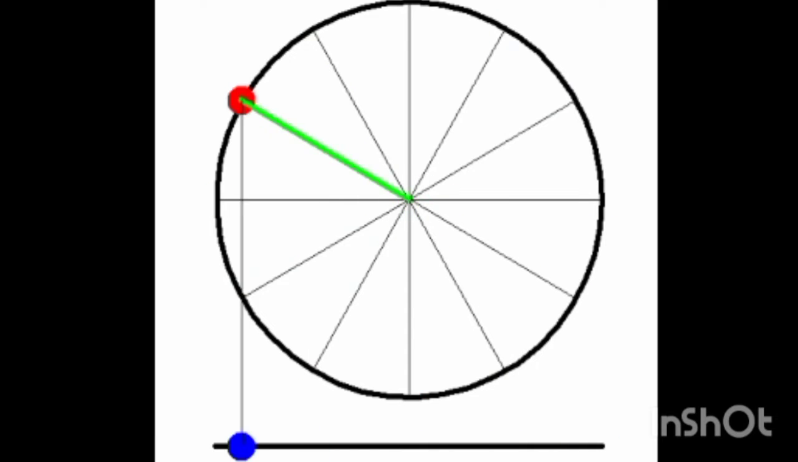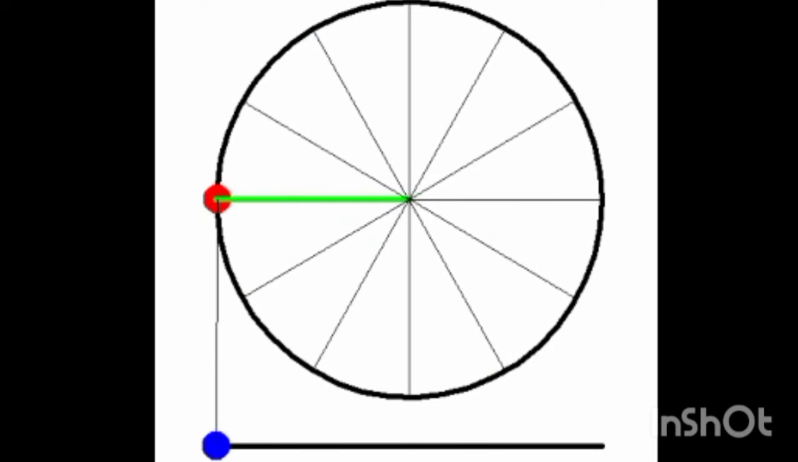So let me remind you the definition of simple harmonic motion again. Simple harmonic motion is defined as the periodic motion of a particle along a straight line such that the acceleration of the particle is always directed towards a fixed point and it's directly proportional to the displacement of that particle from that fixed point. That is simple harmonic motion.